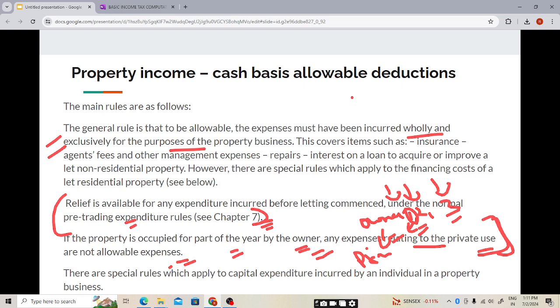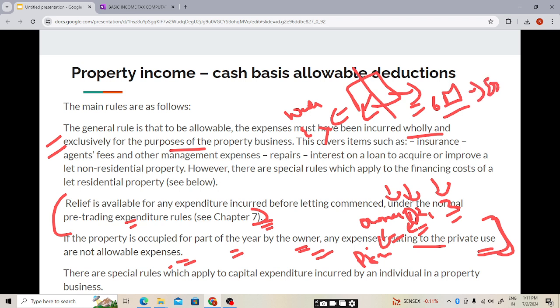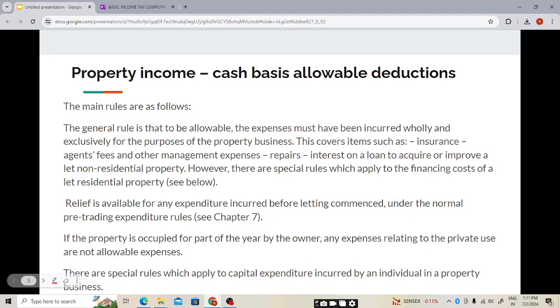For example, if you have a property and for half a year you are living in it and for half a year you are letting it out, you will be incurring expenditure such as the water bill and electricity bill, but all these will not be allowed. Only for the 6 months that you let it out can expenses be allowed. Personal use expenses are not allowed under the property income head.